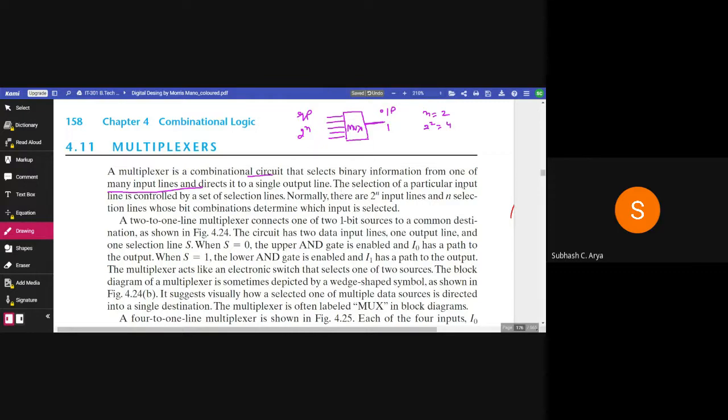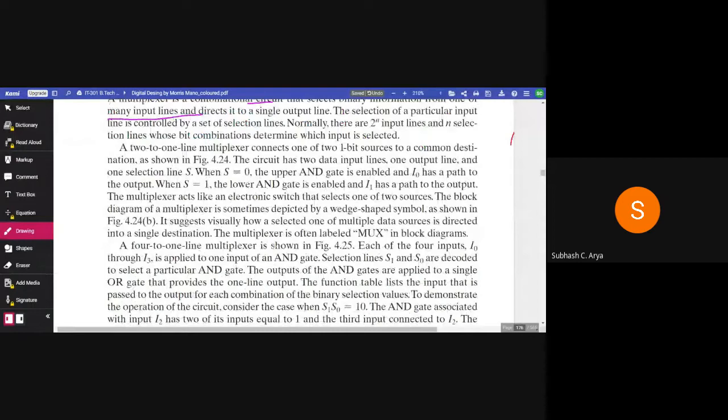The selection of a particular input line is controlled by a set of selection lines. So this will be a selection line. Suppose n is equal to 2, so there are n selection lines. Now this is the relation between input, output and selection line: number of inputs 2 to the power n, output always 1, and selection lines n. We shall see further how it works.